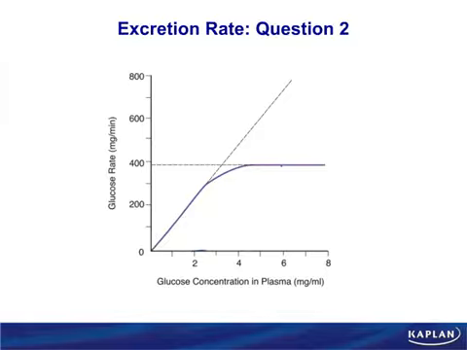Okay, so excretion rate, that's the last graph I want to look at. Excretion rate starts at the renal threshold. Before the renal threshold, there is no excretion rate. It starts at the renal threshold, and then it increases.